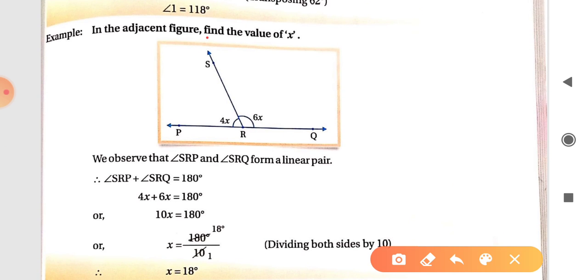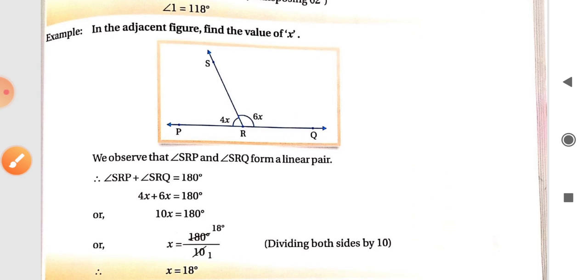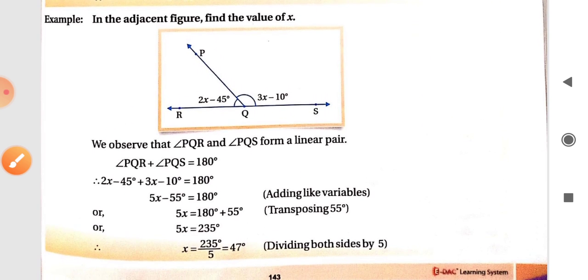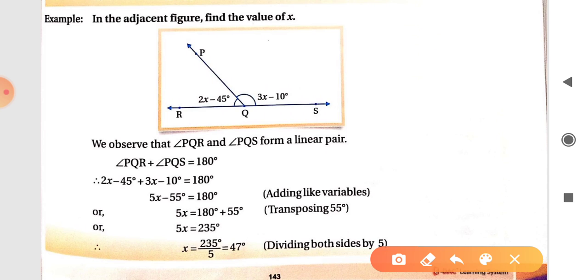In the question we have to find the value of x, so we have found that x is equal to 18 degrees. In the last example, in the adjacent figure we have to find the value of x. Similarly, you will find the value of x in this example. They are forming a linear pair, so add these angles, and their addition will be 180. Angle PQR plus angle PQS is equal to 180.